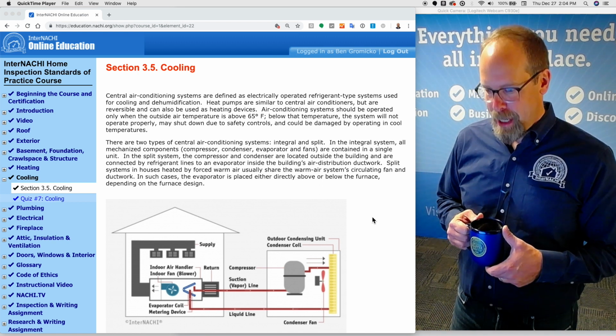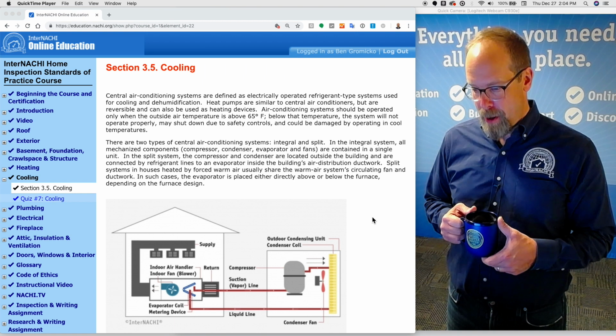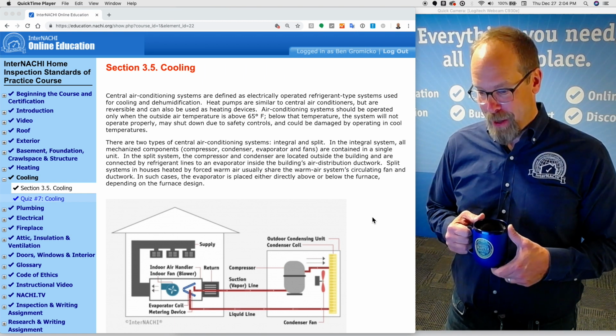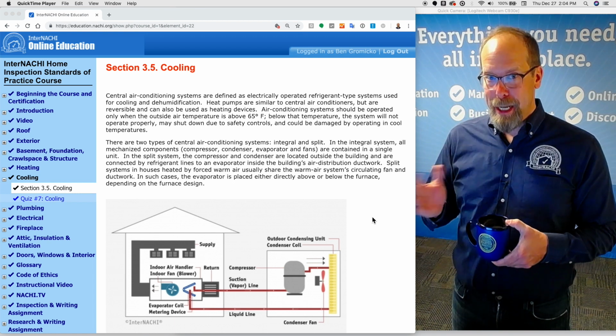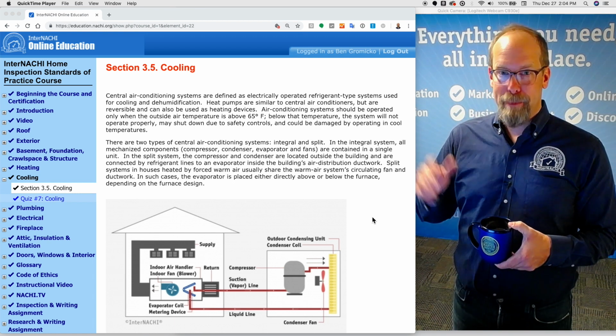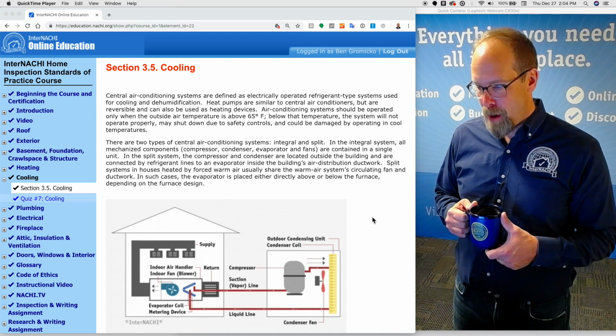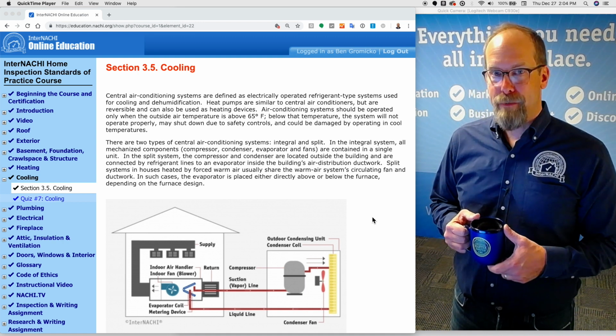Split systems in houses heated by forced warm air usually share the warm air system's circulating fan and ductwork. The heating and cooling share the same ductwork. In such cases, the evaporator is placed either directly above or below the furnace, depending upon the furnace design.